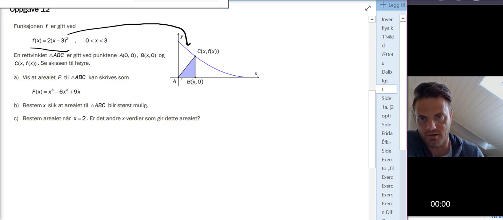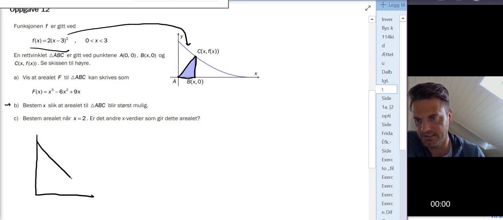And under this graph, we're going to put a right angle rectangle like this. And the question is, how do we do this to maximize the area? That is exercise B, by the way. So the thing is, we have a function here like this, right? Something like this. And under here, we're going to put a rectangle.